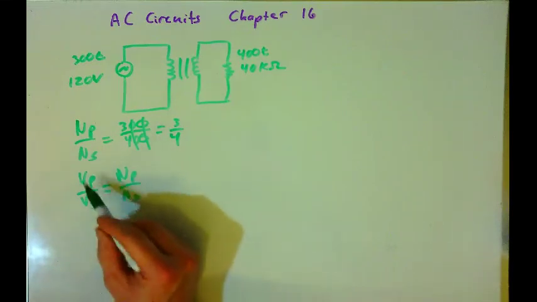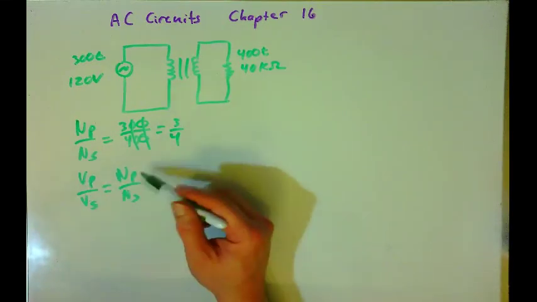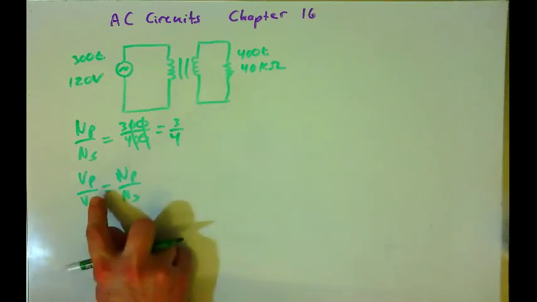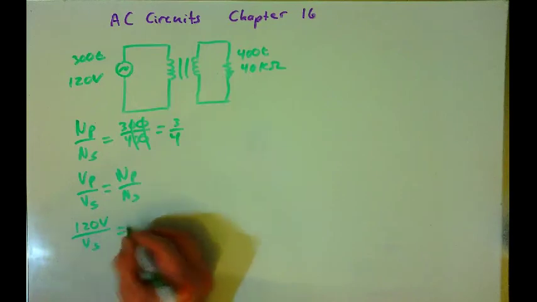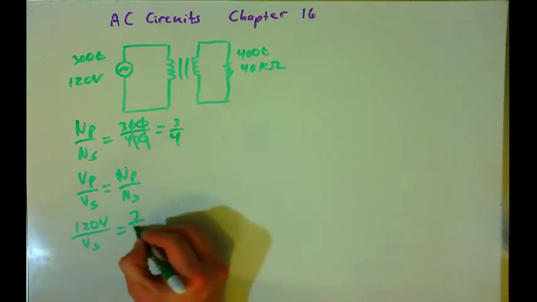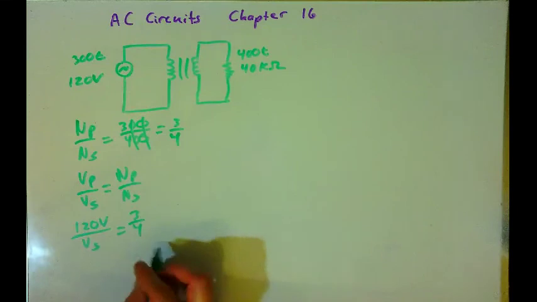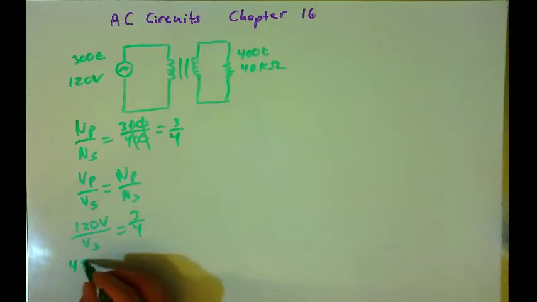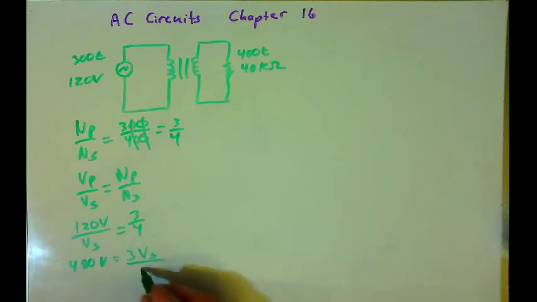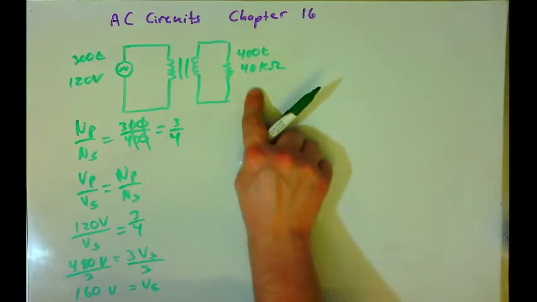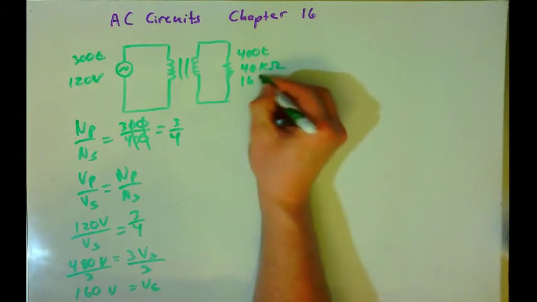So the primary and secondary voltage ratio is equal to the turns ratio. Primary voltage, we have 120 volts. We're looking for the secondary voltage, and the turns ratio is 3 to 4. So we'll cross multiply. We get 480 volts is equal to 3 Vs. Divide both sides by 3. We get 160 volts is equal to Vs. So the secondary voltage is 160 volts.